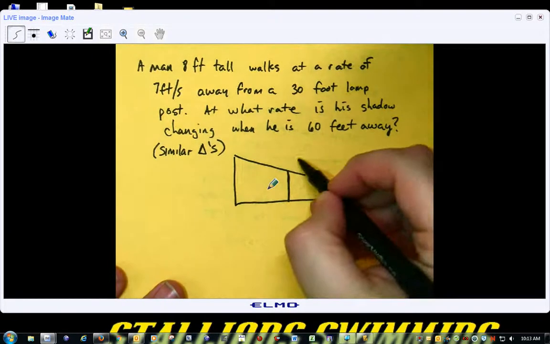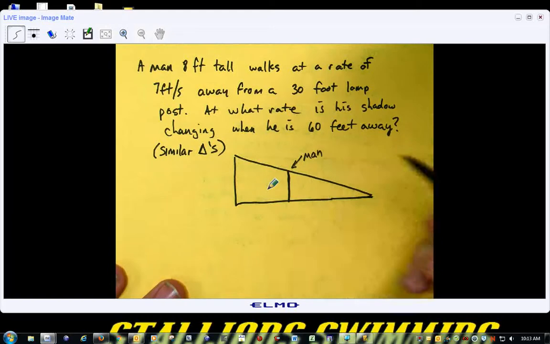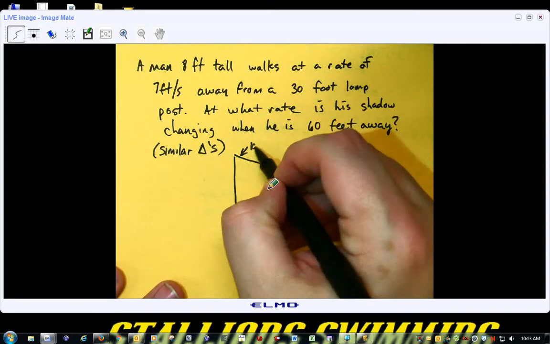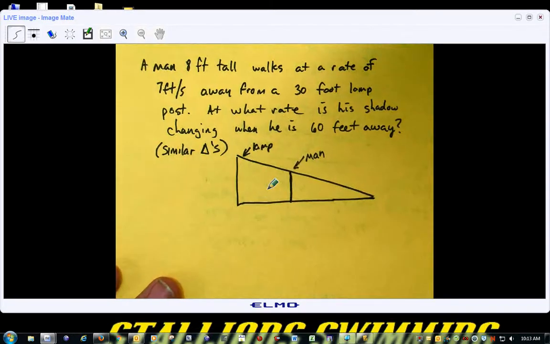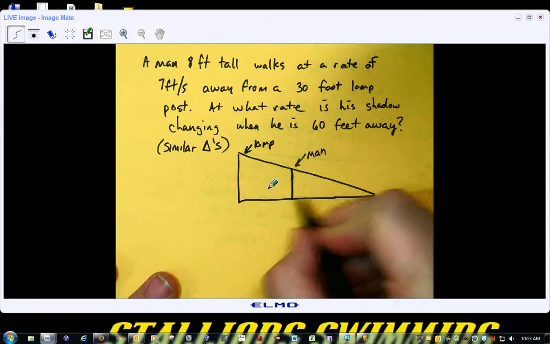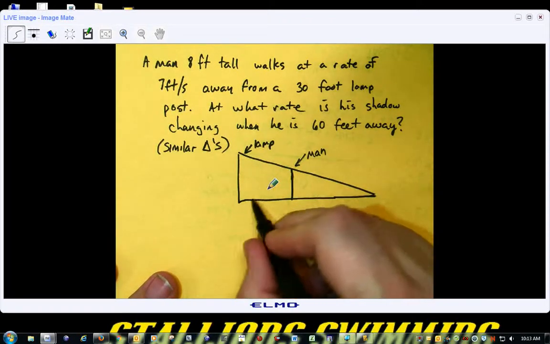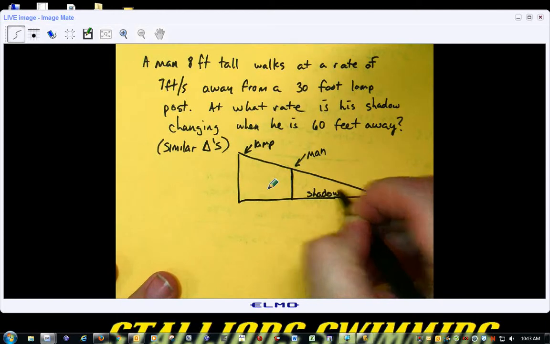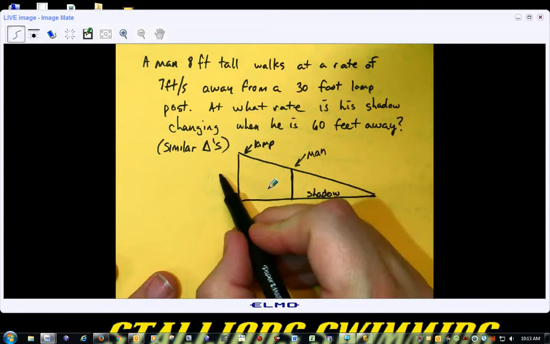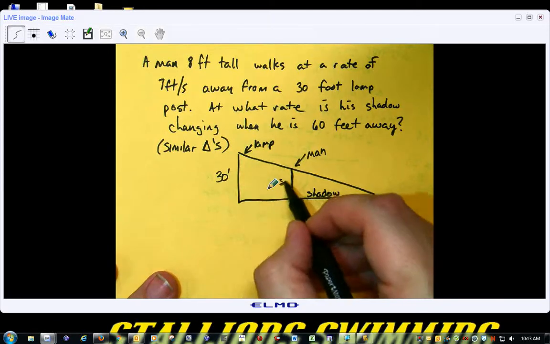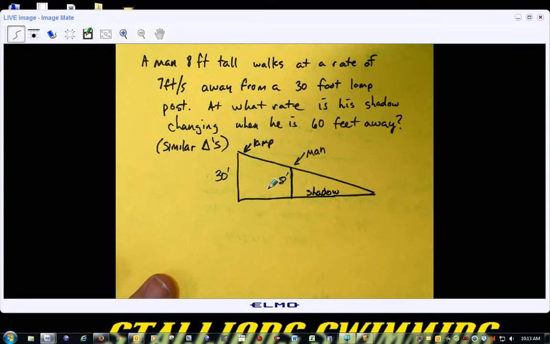There's the guy, the man, the woman. This guy, it's an 8-foot man. There's your lamppost. Now, where would the shadow be? Is it here or is it here? Alright, so what's the lamppost at? 30 feet. And that's just an obnoxiously tall guy. Maybe it's Chewbacca. Who knows?